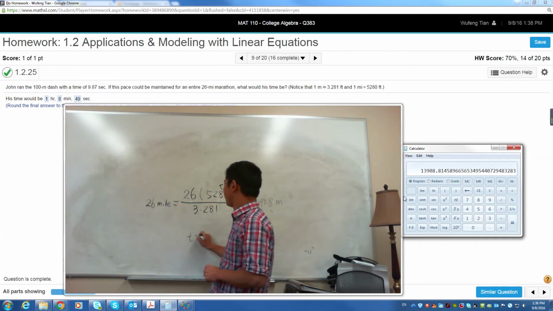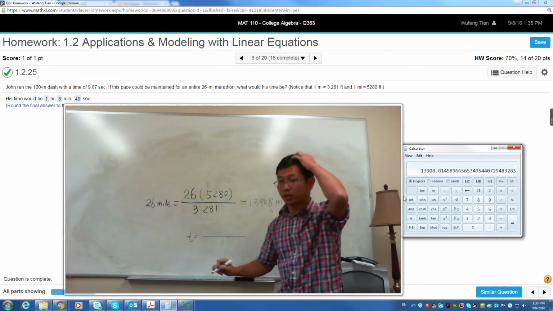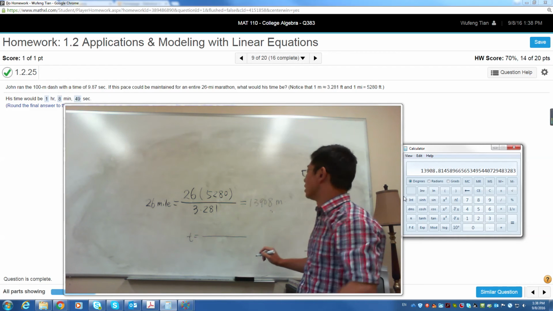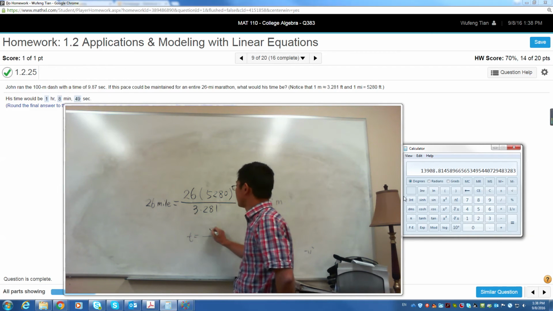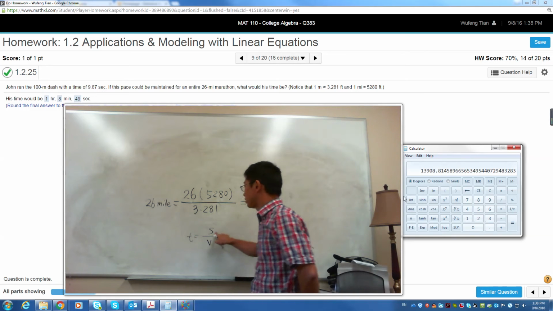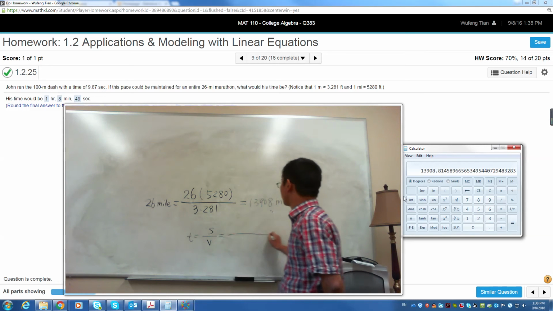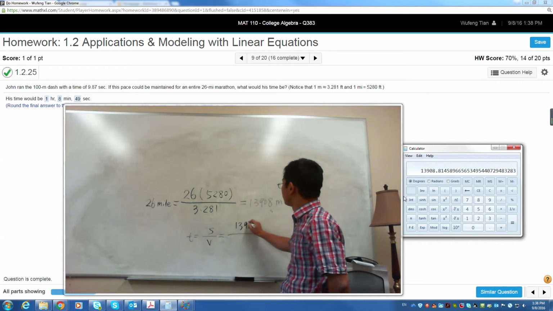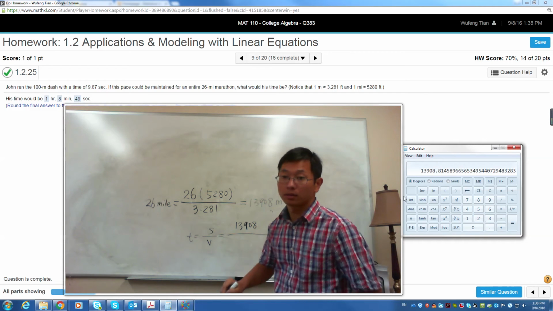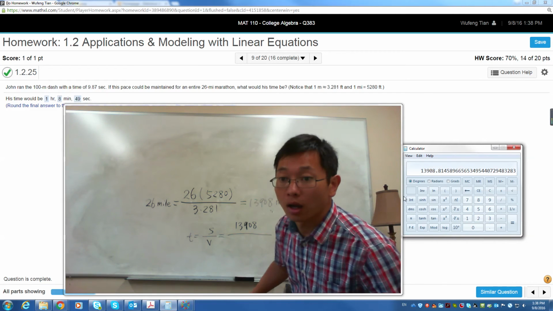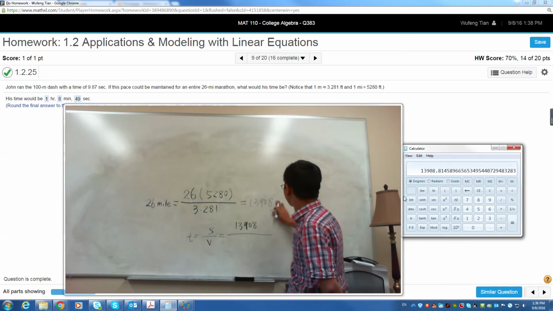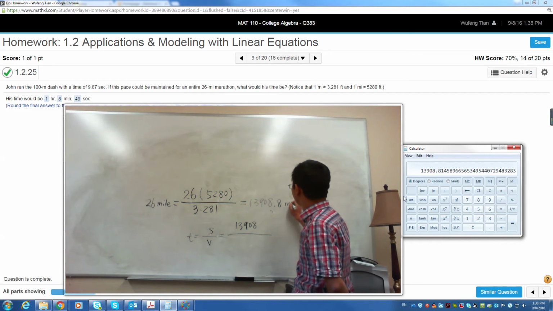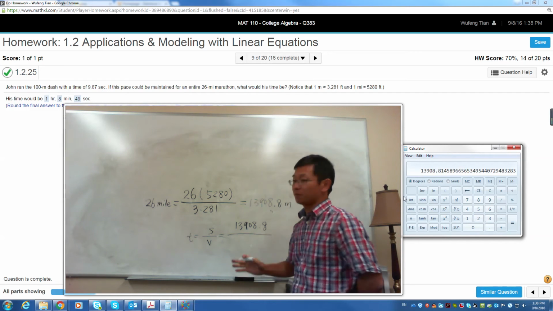Time equals what? Time equals S over V, distance over your speed. So distance is given now: 13,908 meters. Okay. We'll just keep those two, keep one decimal at least. And divide by the speed.